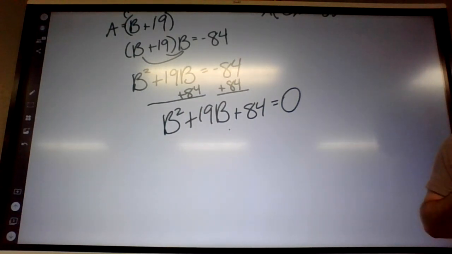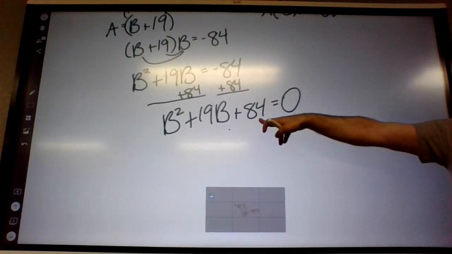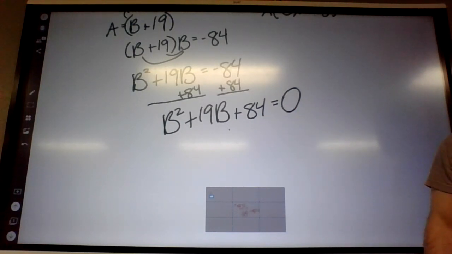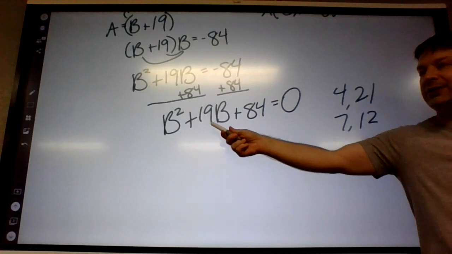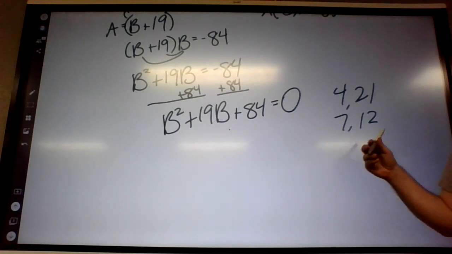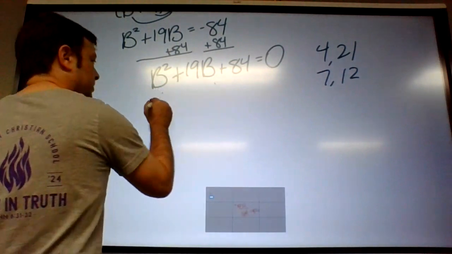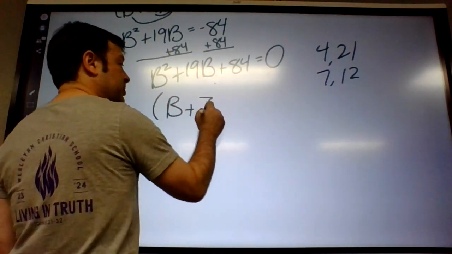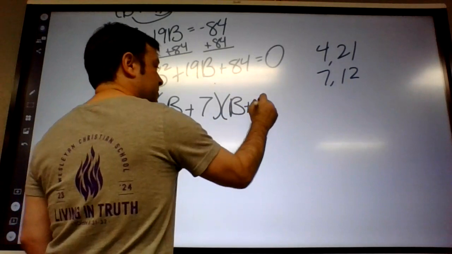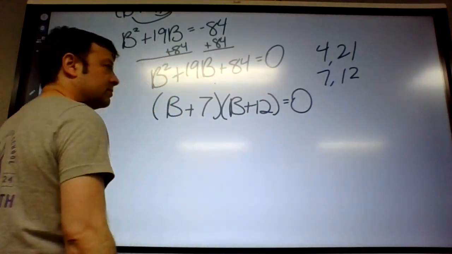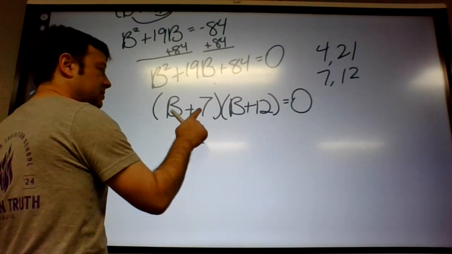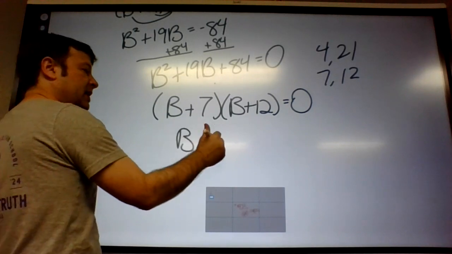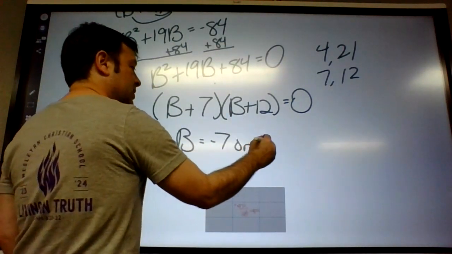So we can use factoring or quadratic formula. You guys know something that goes into 84? 4 and 21, 7 and 12. Yeah, those both work, but which of those adds up to 19? 7 and 12. So if we use the factoring route, it's b plus 7 times b plus 12. So b could be negative 7 or negative 12.